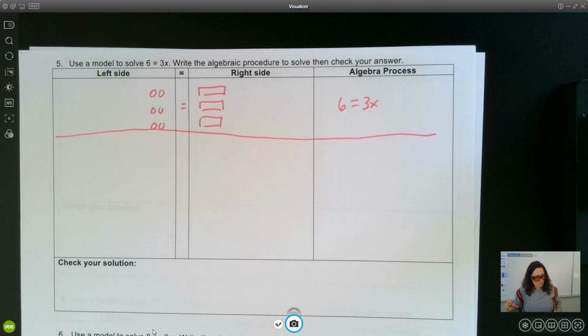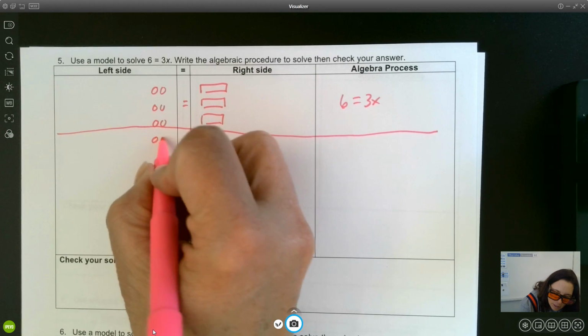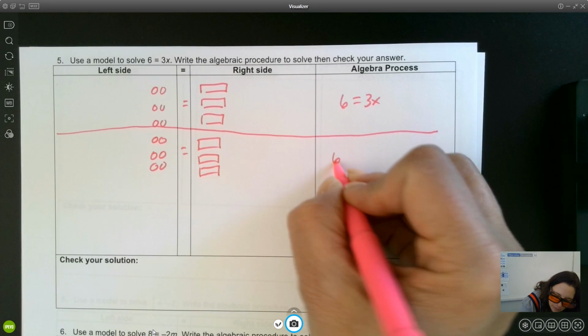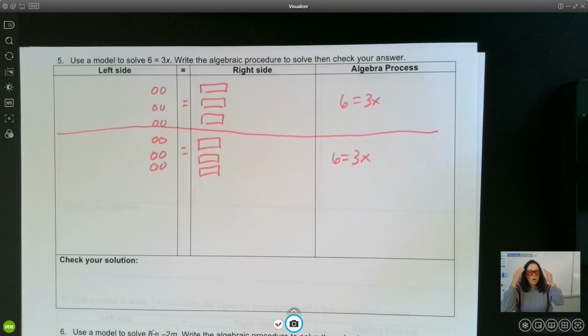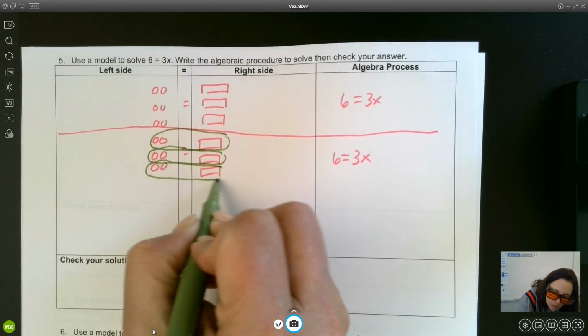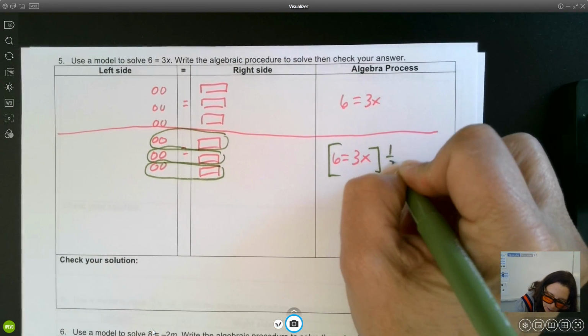So that's the original question. Second step was always to rewrite that original model. There it is. Now I'm asking myself, what do I need to do to get 1x? Right now I have 3 x's with multiplication. Does everybody see that I could take a third of this picture? Couldn't I take thirds? Couldn't I take a third?